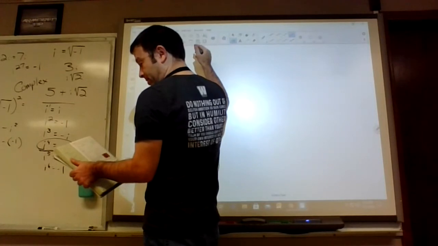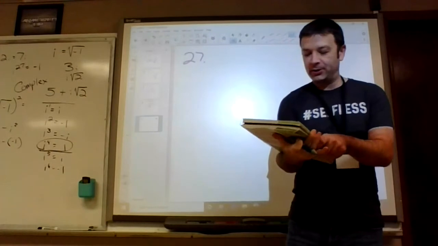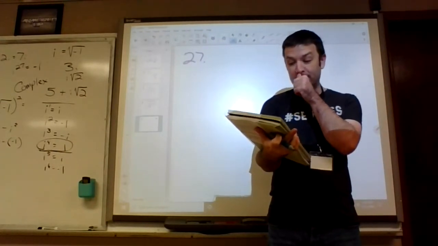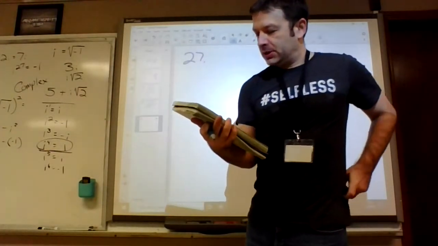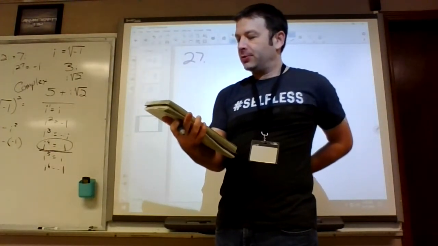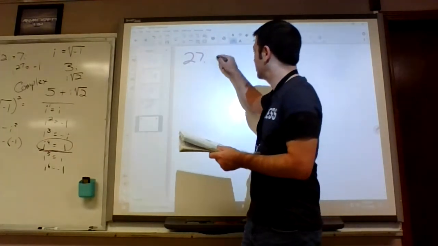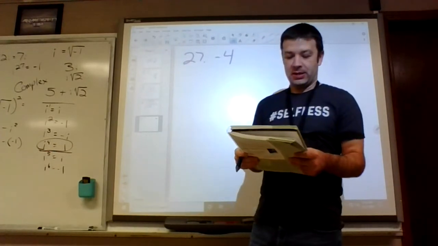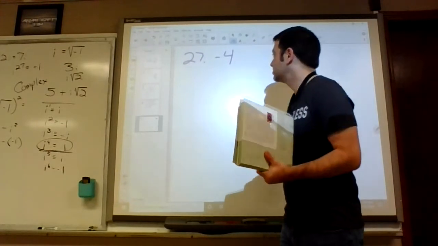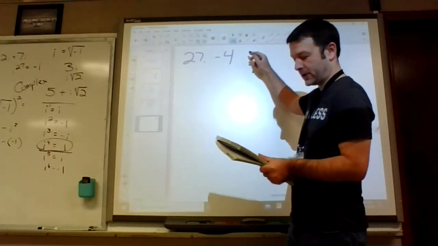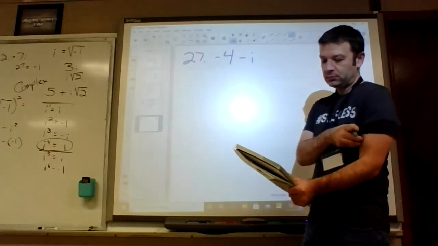Alright, so where are we at? 27. Back to kind of an easy problem. We're back to adding and subtracting, not multiplying. So distribute the minus. Let's start with the real numbers. What are we going to have for the real number? Negative 4. And then 5 minus 6i is 5 minus 4, negative 1i, just minus i. That was easy.